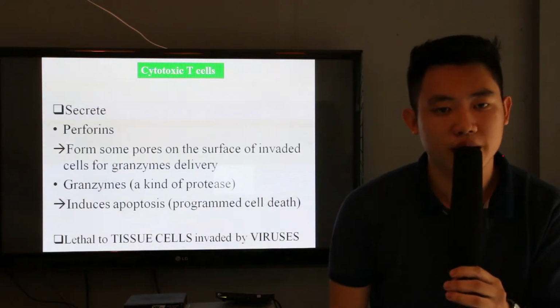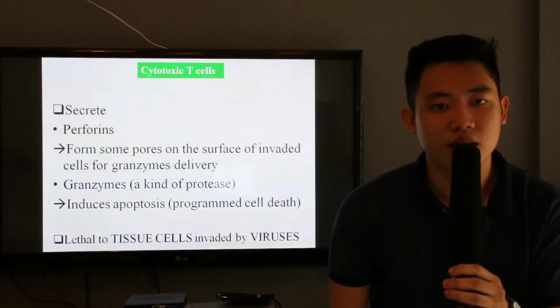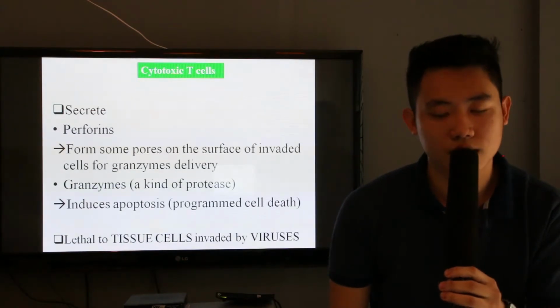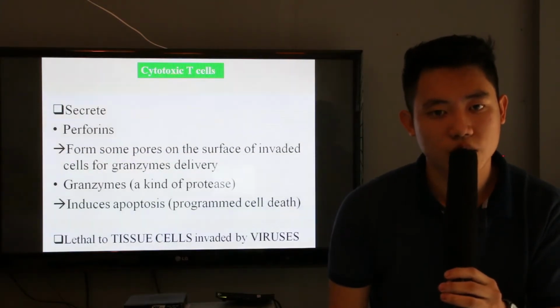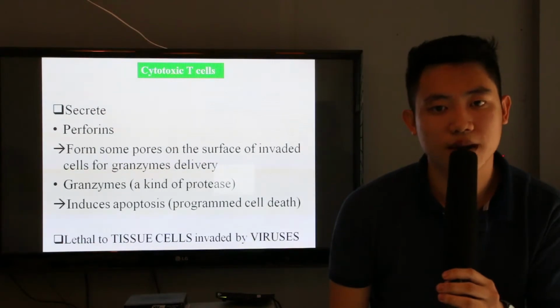enzyme delivery. This kind is an enzyme, a protease, that lyses the protein in the cell to make the cell undergo apoptosis, which is a programmed cell death and lethal to tissue cells invaded by virus.